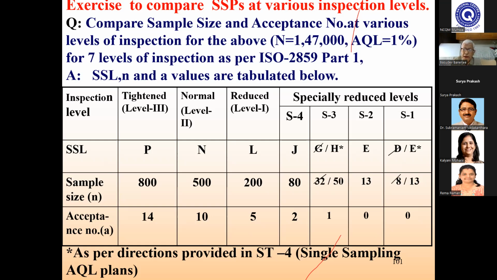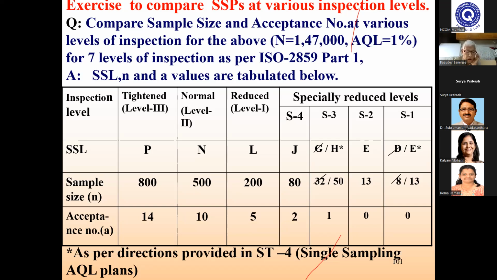For critical, we have practically 0.1% AQL. For major, we give 0.25 or 0.5. For minor, you give 1%. Like that we do. Critical, major, minor, we decide. So here it is defined as 1%. So we look at 1% and 800 and then it comes to 14.